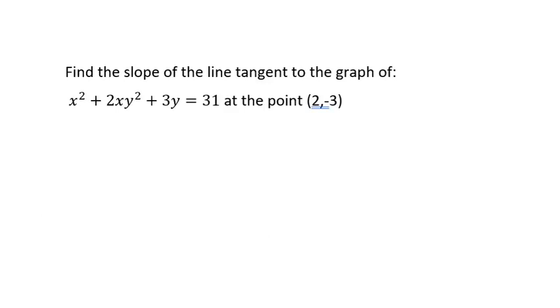Okay, so in this case, the problem wants us to find the slope of the line tangent to the graph of x squared plus 2xy squared plus 3y equals 31 at the point (2, -3). Basically, whenever they ask you to find the slope of the line tangent, they are asking you to find the derivative of the function.